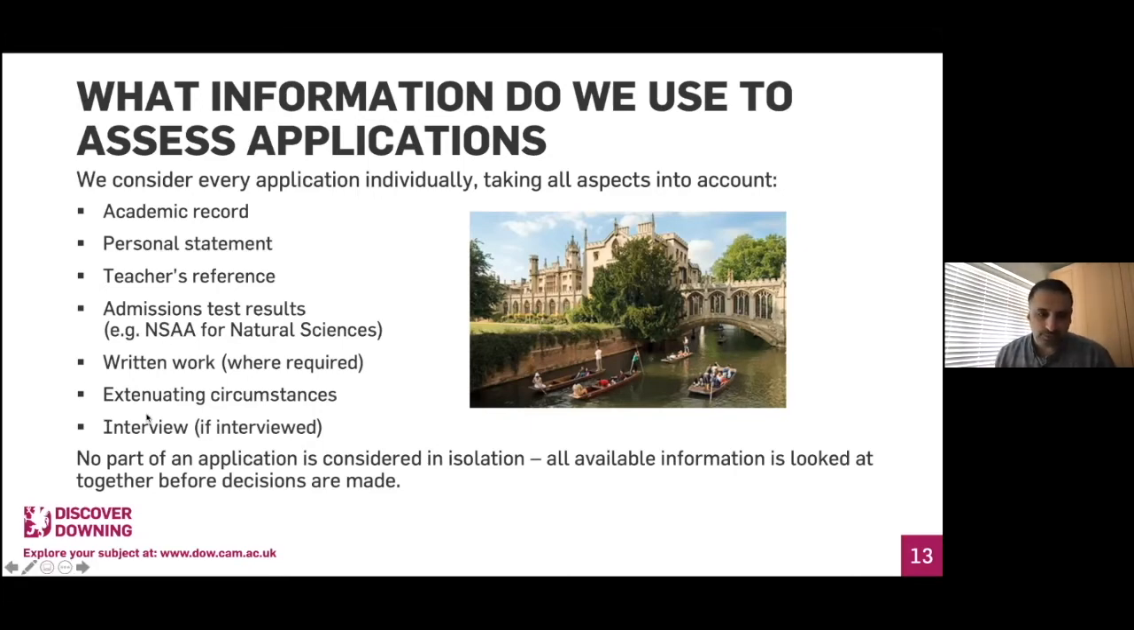As well as that, we'll be looking at any extenuating circumstances that you've told us about and how they've impacted your studies so far, so that can be taken into account when reviewing your application. And finally, we will be looking at how you performed at the interview. Now, no one of these aspects is considered in isolation. We look at all these aspects together holistically and review every application on an individual basis before making a decision about whether we would like to make you an offer or not.